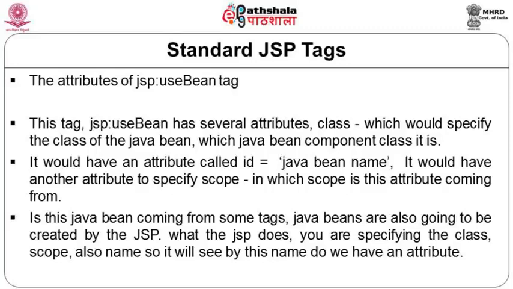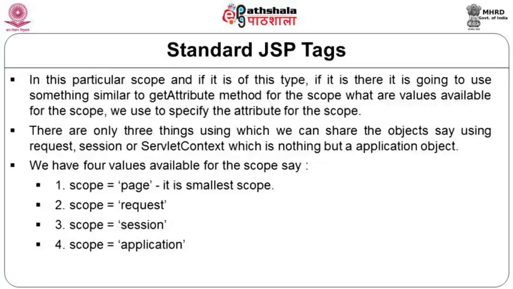Sometimes Java Beans are also going to be created by the JSP using the same useBean. See what jsp:useBean does. You are specifying the class, you are specifying a scope, and you have specified also the name. So, what will be done is it will see whether by this name we already have an attribute in this particular scope, and if it is of this type. If it is there, it is going to use something similar to a getAttribute method from that scope.